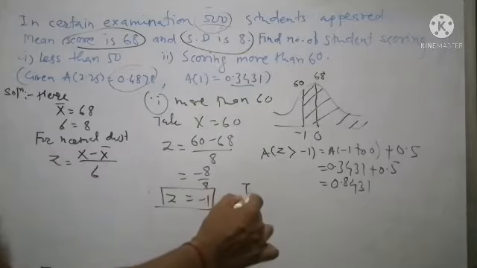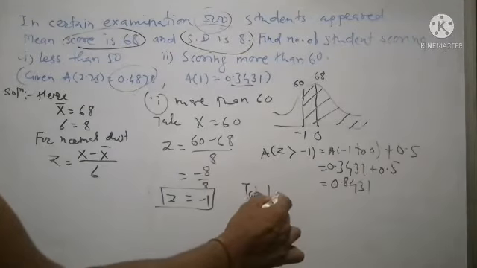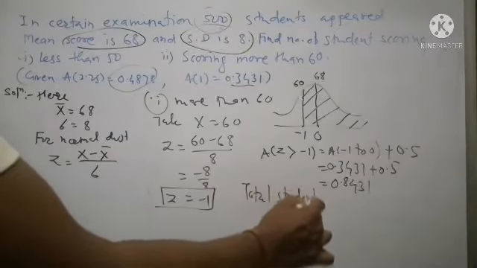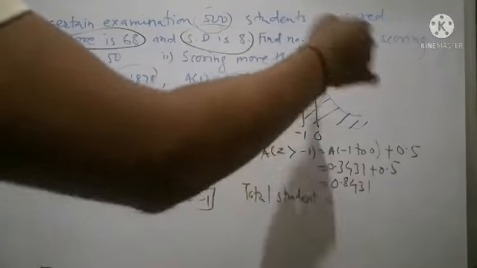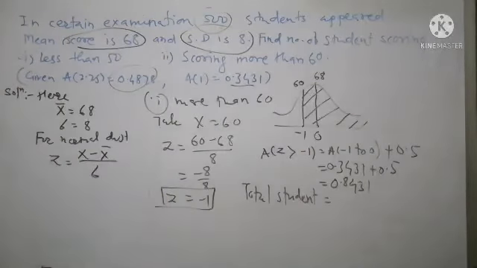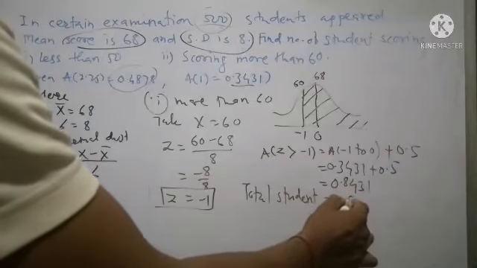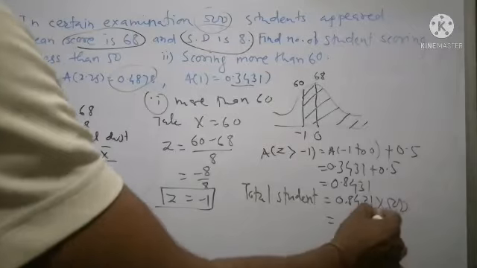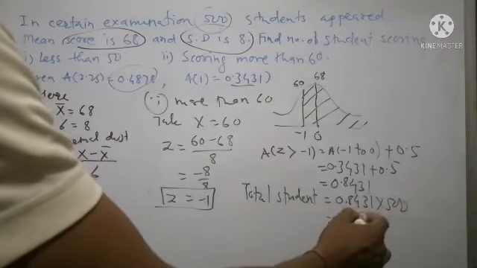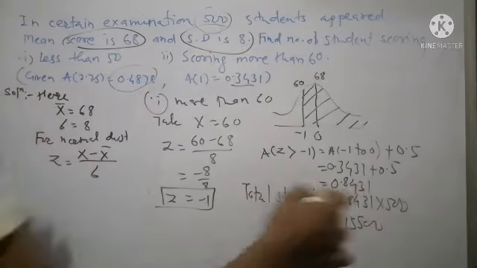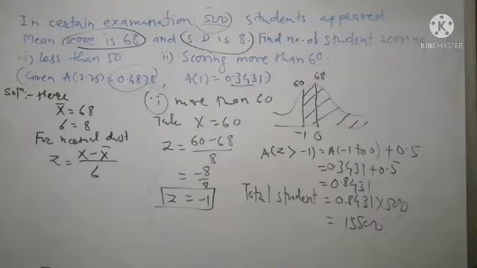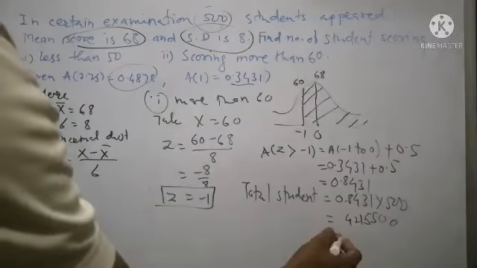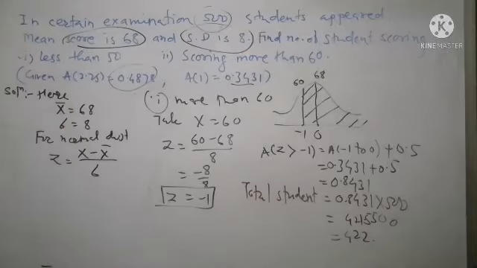Now the total number of students scoring more than 60: as this is a total distribution of 500 students, this area 0.8431 is multiplied by 500. So that gives 421.55, that is approximately 422 students scored above 60 out of 500 students.